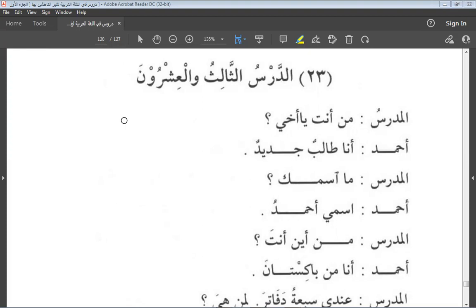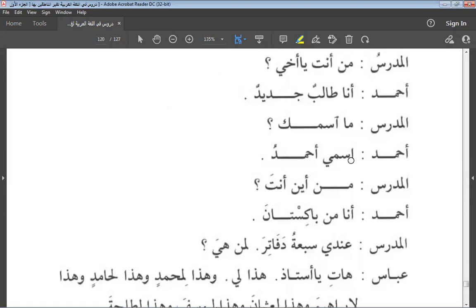So we have الدرس الثالث والعشرون. Lesson 23. Alhamdulillah. Lesson 23 says الدرس الثالث والعشرون. I think it's حوار بين المدرس وأحمد. Okay. من أنت يا أخي? Who are you, my brother? أنا طالب جديد. And I'm a new student. ما اسمك? اسمي أحمد. No تنوين.